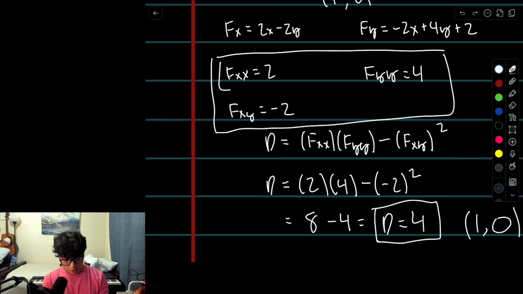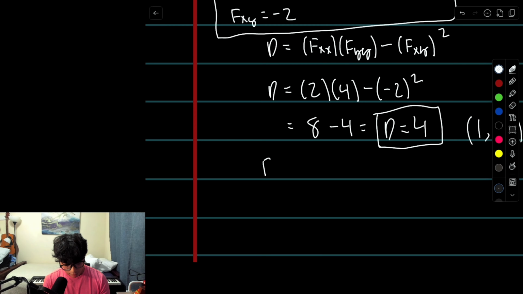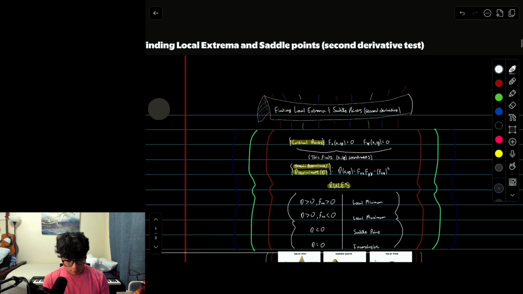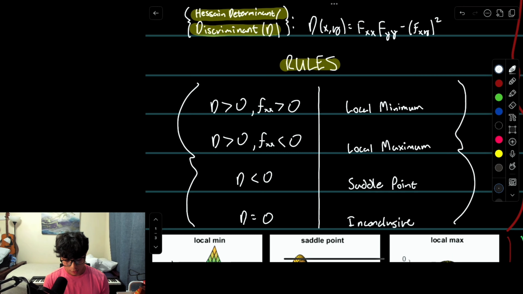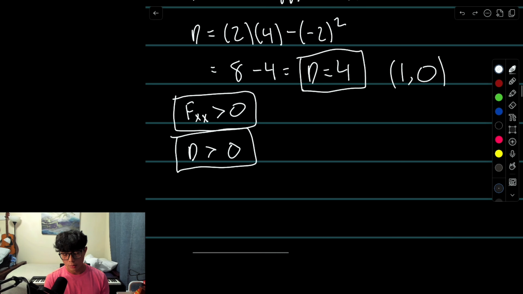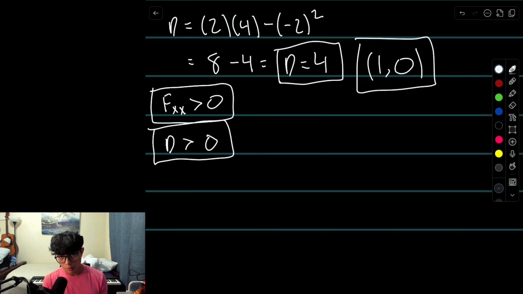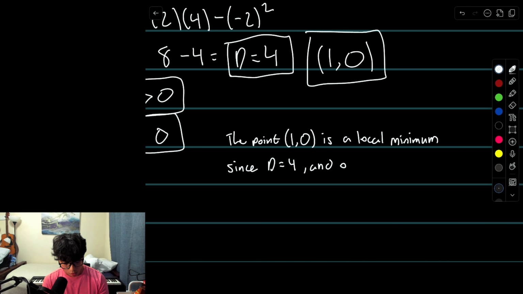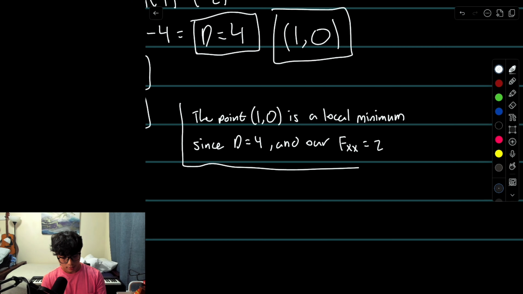Now notice, our second derivative of x is 2, so our f_xx is greater than 0 since 2 is greater than 0. Our discriminant is 4, which is also greater than 0. This matches exactly what a local minimum would give us according to our rules. Now that we know our point is a local minimum, we can conclude that the point (1, 0) is a local minimum since our discriminant equals 4, which is a positive number, and our second x derivative equals 2, which is a positive number. And that is our final answer.